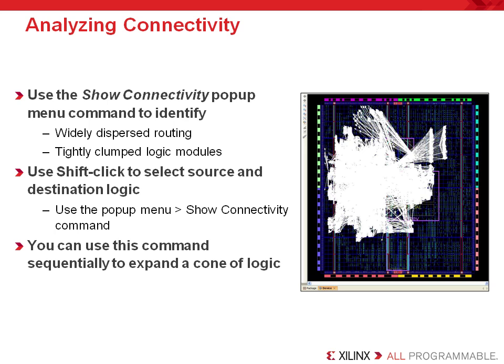Use the Show Connectivity pop-up menu command to identify widely dispersed routing and tightly clumped logic modules. Use Shift-click to select source and destination logic. Right-click and select the Show Connectivity pop-up menu command. You can use the Show Connectivity command to highlight or select a cone of logic from any source net or logic object.